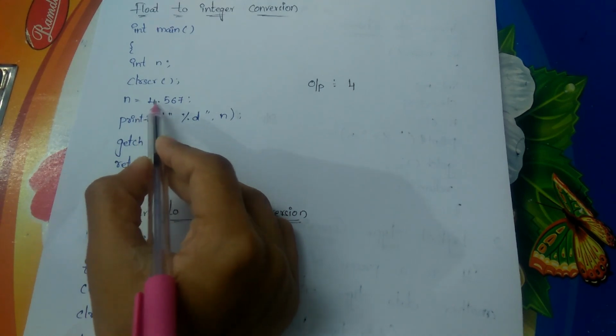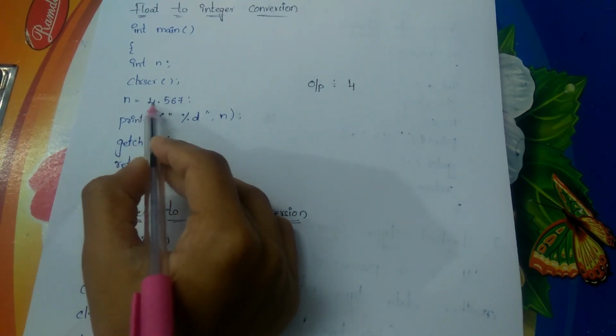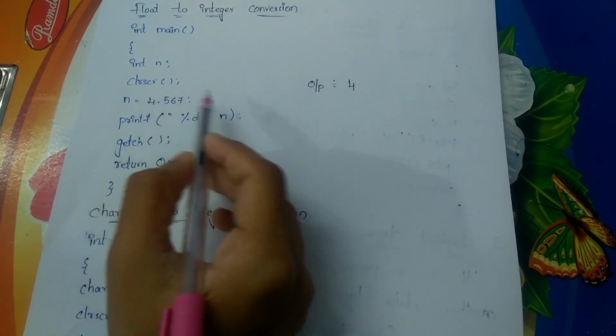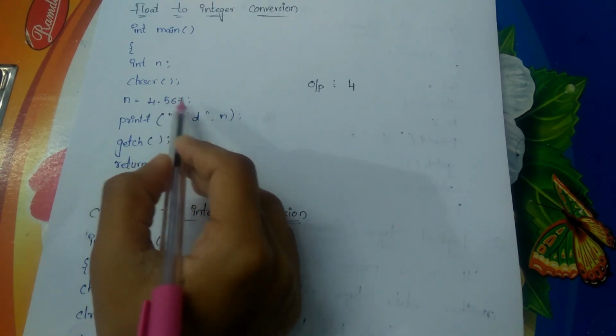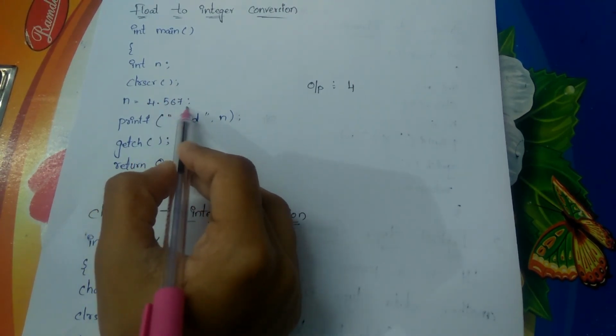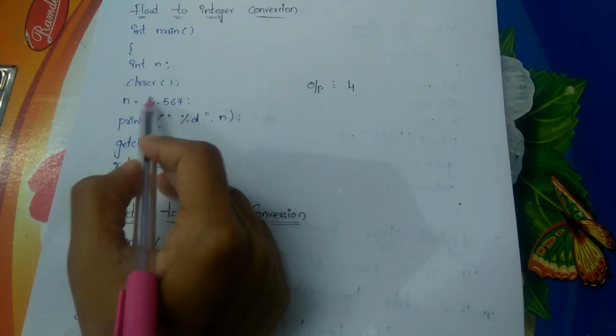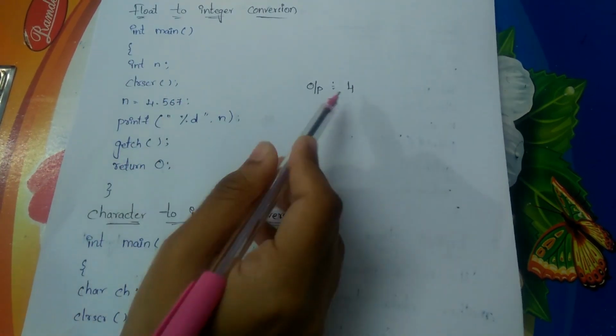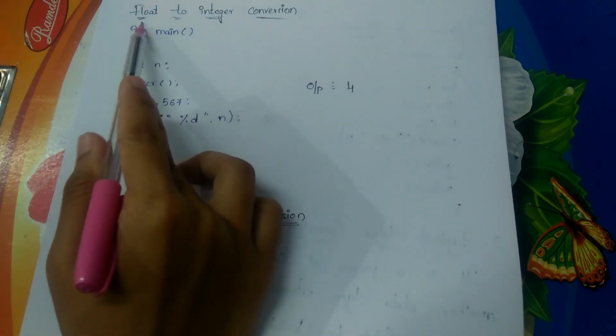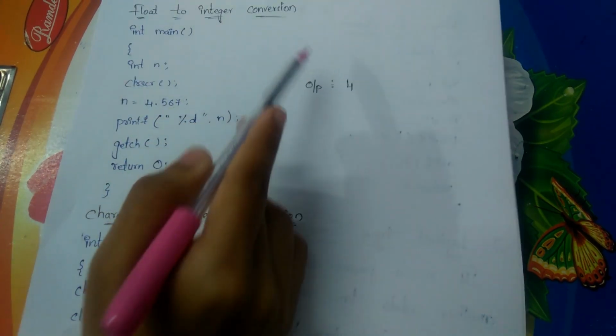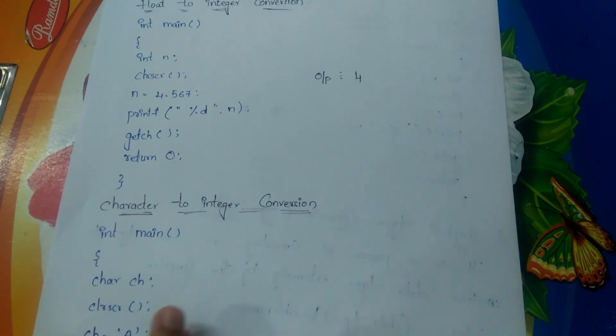It takes only up to the decimal point, nothing but it takes only the 4, and it does not take the 5, 6, 7. After the decimal point, it does not take any number because we declared n as the integer data type. So here indirectly we are converting the float value to the integer value. So this is called the float to integer conversion. So these are the simple programs.